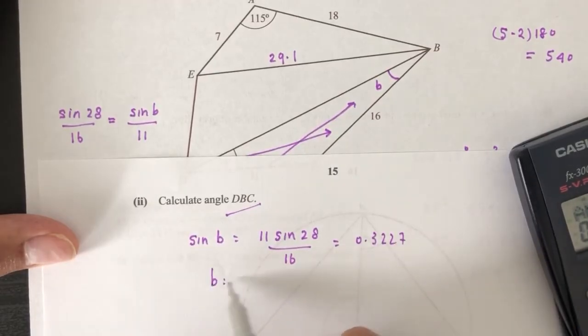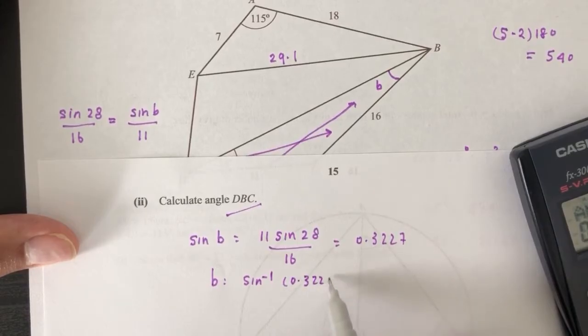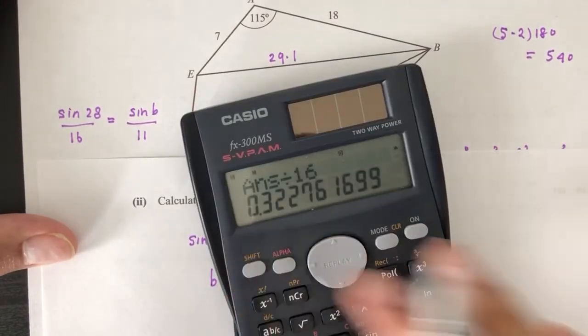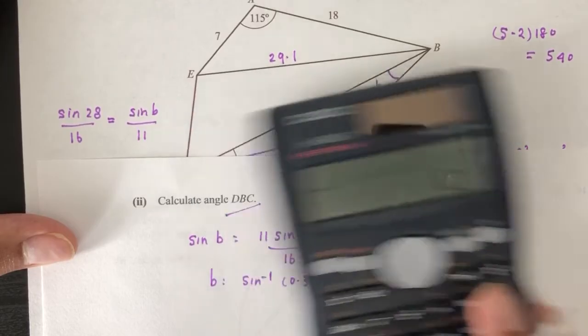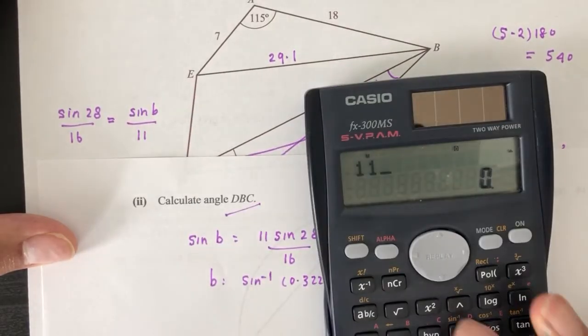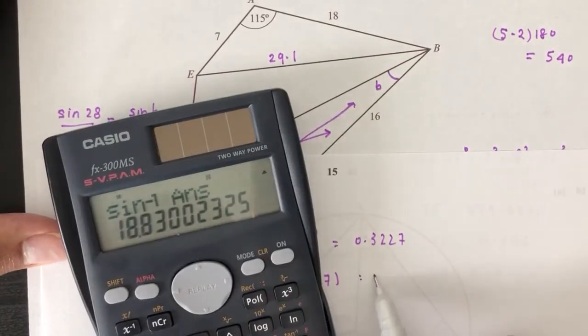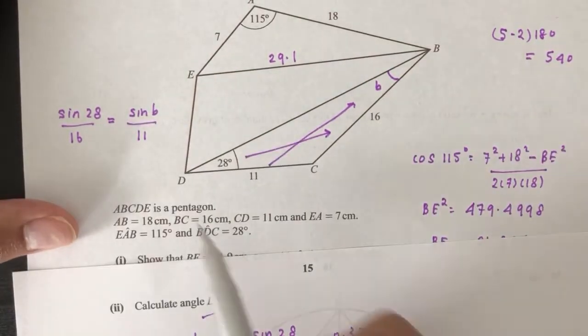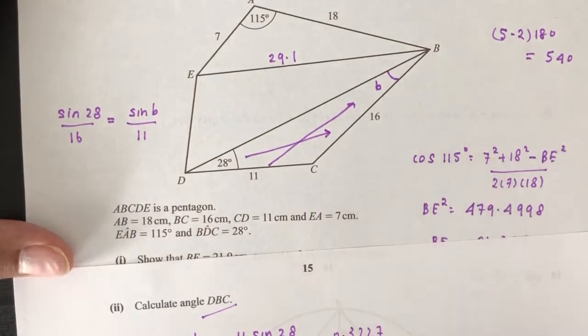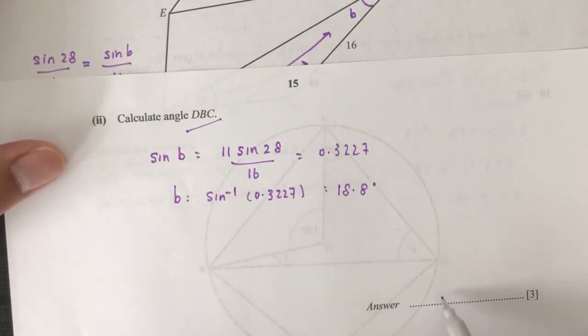So B will be sine inverse of the answer, which should be equal to sine inverse of the answer will be 18.8 degrees. So this angle here, DBC, is 18.8.